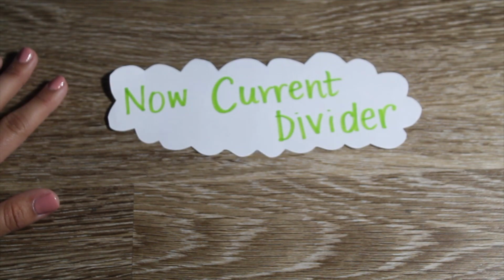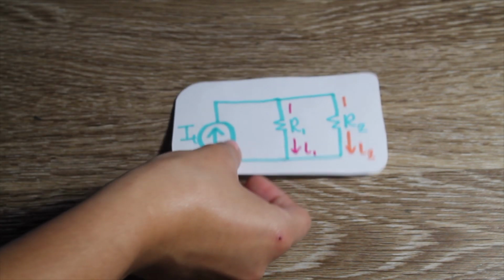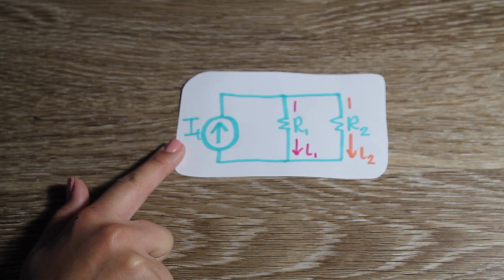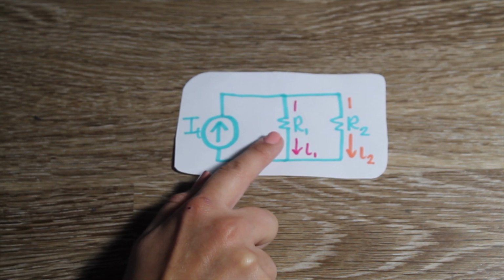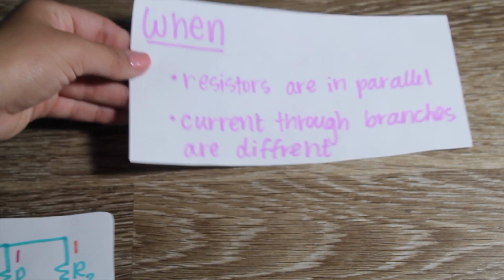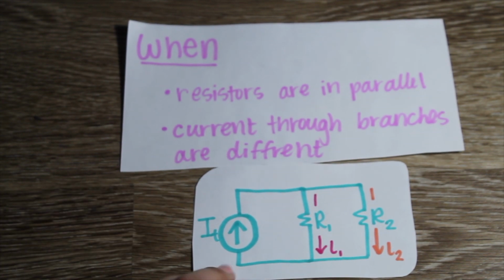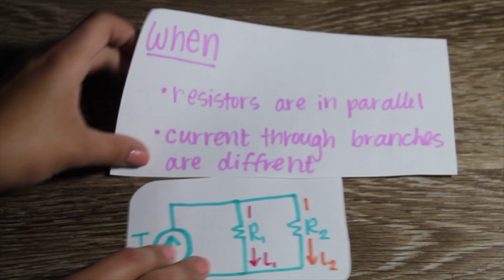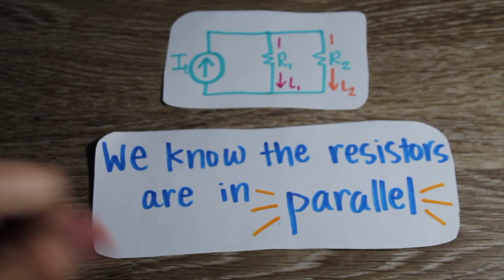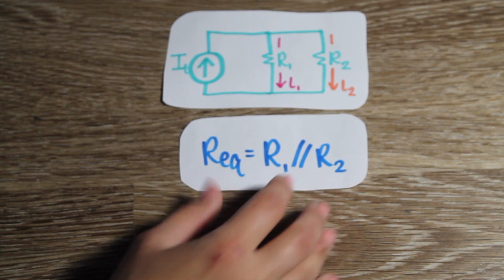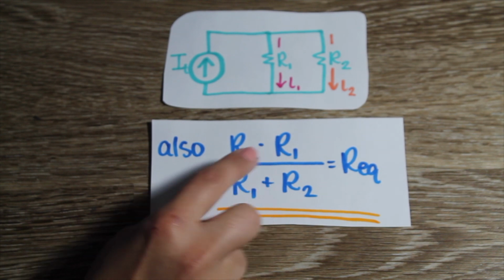Now let's derive a current divider equation. We have a current source that goes into two resistors that are branching into different branches with different currents. When we see this, we notice that our resistors are in parallel, and the current through those branches is going to be different. We know that the resistors are in parallel, so we're going to use our parallel resistance equation. REQ equals R1 parallel to R2, which is also written as R2 times R1 over R1 plus R2.